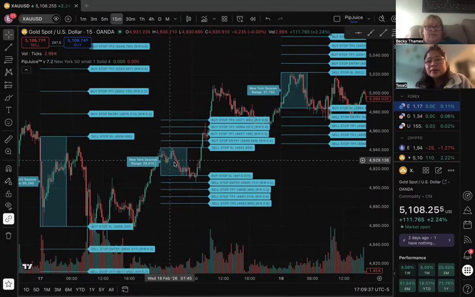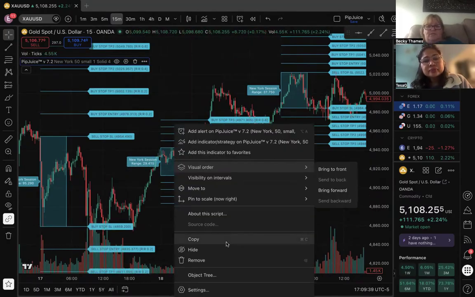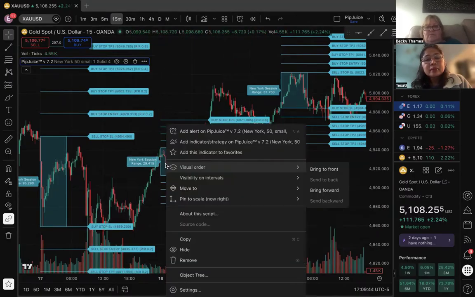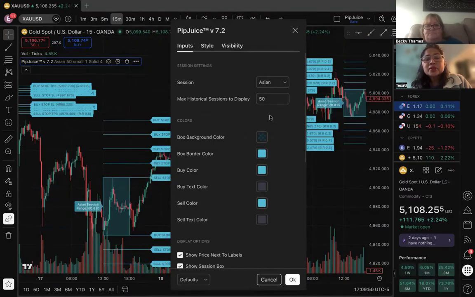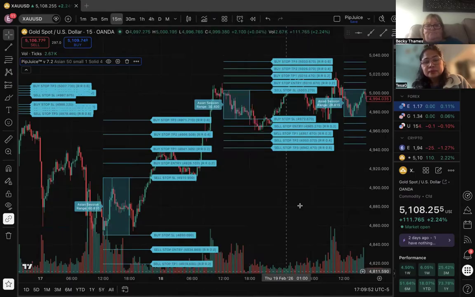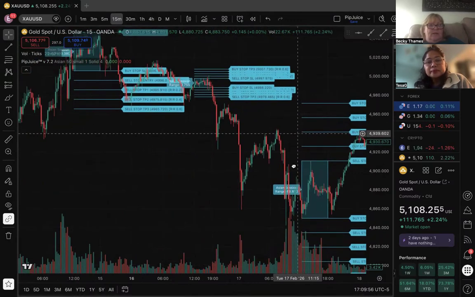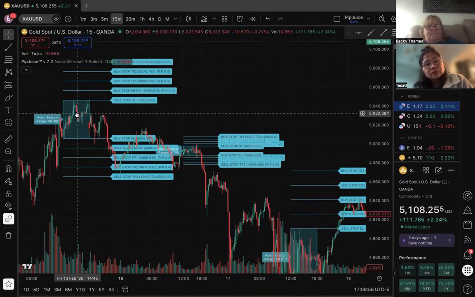actually, let's go do that. When it opens, it's going to be on Asian session. So to do that, you right click inside of the green box and go to settings, and it's on New York now, but let's go to Asian. Asian. Okay, and then hit OK. So we'll go back here and see where we're at. Let's look at this one.